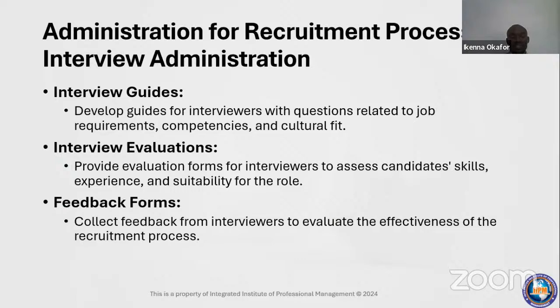Administration for the recruitment process: interview. Prepare an interview guide and develop interview questions related to the job, so you don't start asking questions that are not related. Avoid overly personal questions. Ask questions that revolve around cultural fit, competency, and requirements.